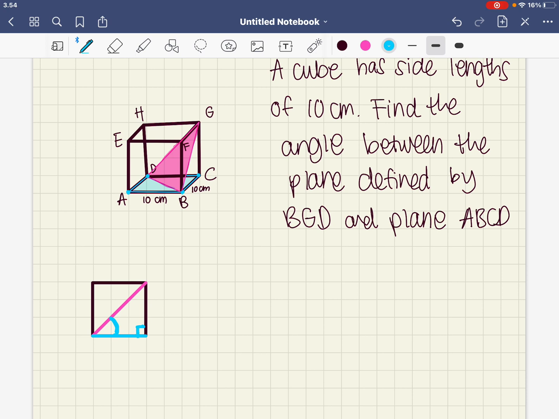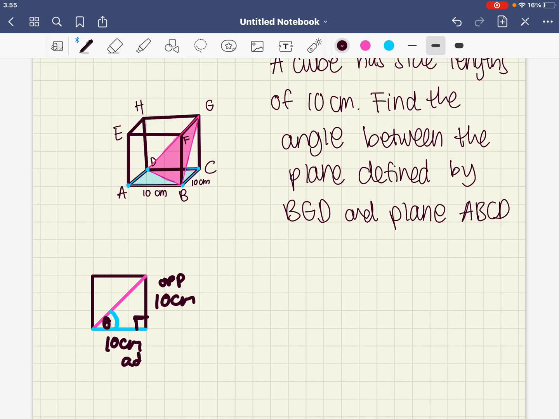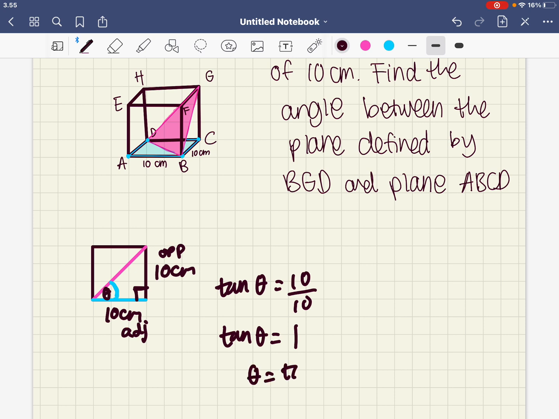But check this out. Because I know that this is a right angle, and they also put this is 10 centimeters, that's 10 centimeters, and this would be theta, right? So that's opposite and adjacent, so that means it's tangent theta, and then 10 over 10, or 1, right? Tangent theta equals 1, so that means theta is tangent inverse of 1, which is 45 degrees, okay? And if you check your answer, it's not 45 degrees, right?